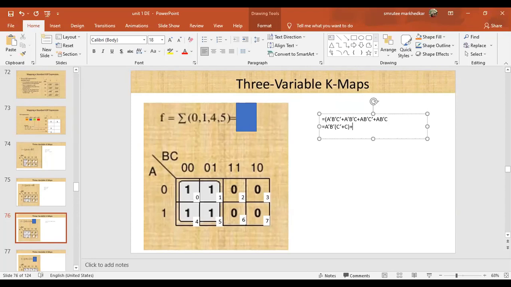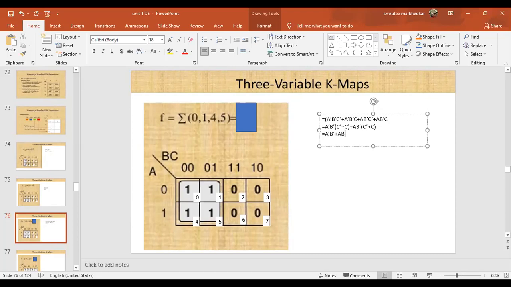Then let me take the next term. That makes A common here and B bar common here. I am left with C bar plus C. We know that the terms together make it 1. So we are left with A bar, B bar. That makes it 1. Plus I'm going with A and B bar.